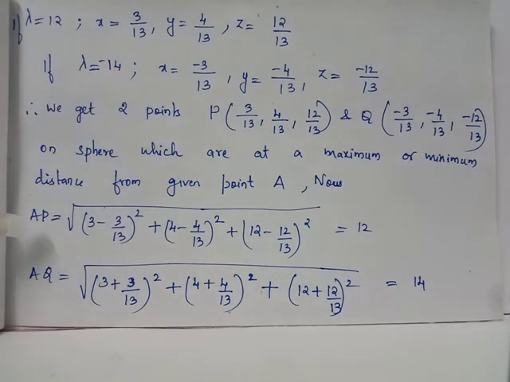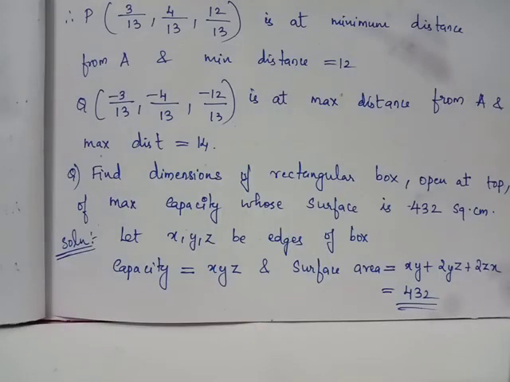When we evaluate the distance between AP and AQ, we obtain the distance values as 12 and 14. So we can conclude that the minimum distance is 12 and the maximum distance is 14. The point which is at the minimum distance is P and the point which is at the maximum distance from the fixed point A given in the question will be Q.